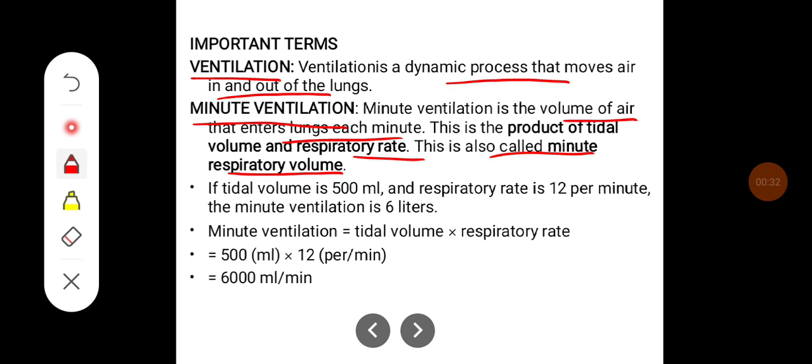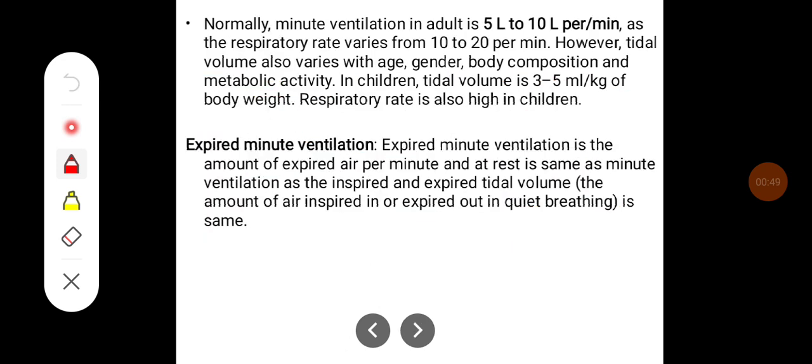If tidal volume is 500 ml and the respiratory rate is 12 per minute, the minute ventilation is 6 liters. Therefore, minute ventilation is equal to tidal volume times respiratory rate, that is somewhere around 6000 ml per minute. Normally, minute ventilation in an adult is 5 to 10 liters per minute, as the respiratory rate varies from 10 to 20 per minute.